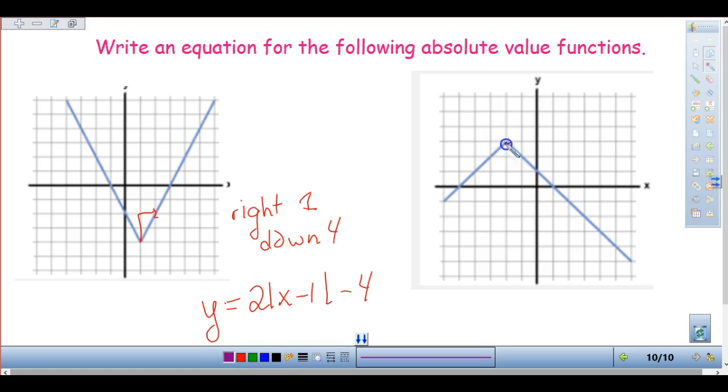This next one, our vertex, that you could do it this way also, is at negative 2, 3. So we're going to have x plus 2 plus 3, and then the slope is down 2 and over 2, or down 1 and over 1, so a negative out front, and there's your equation.